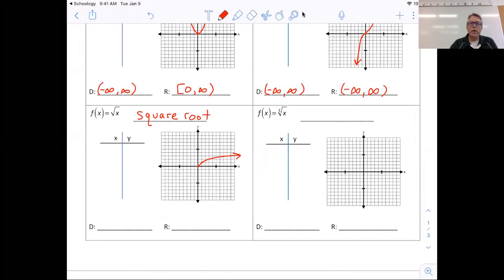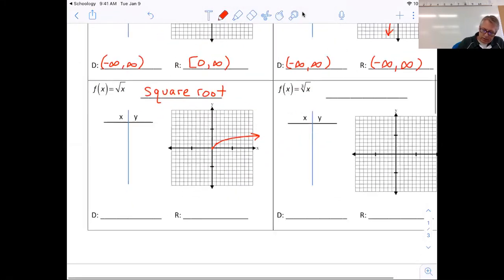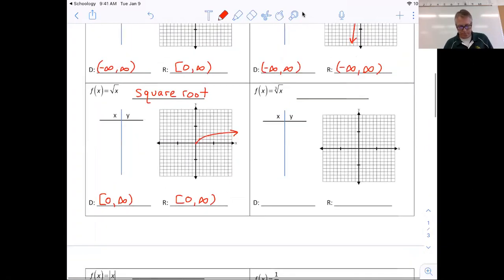So what it actually is, it's a parabola on its side, but not the bottom half of it, or else it wouldn't be a function, right? It wouldn't pass the vertical line test. So it's like half a parabola on its side. And so the domain is going to be everything from inclusive of 0 to infinity. And the range will be the same thing, inclusive everything from 0 to infinity.